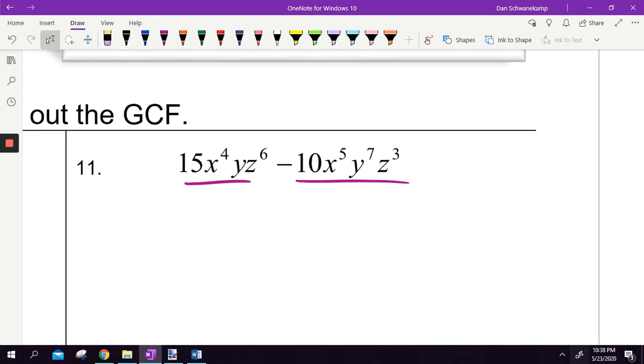What number can I take out of everything? I've got a 15 and a 10. What can I divide out of 15 and 10? Well, I'm going to take a 5 out because both of them are divisible by 5. Next one I've got is an x. This one's x to the 4th. That one's x to the 5th. So I can take out at least x to the 4th. I can't do any bigger than x to the 4th because that's as big as that one goes.